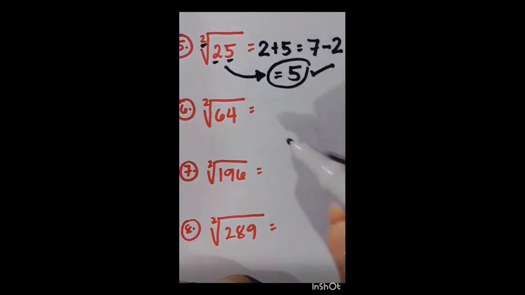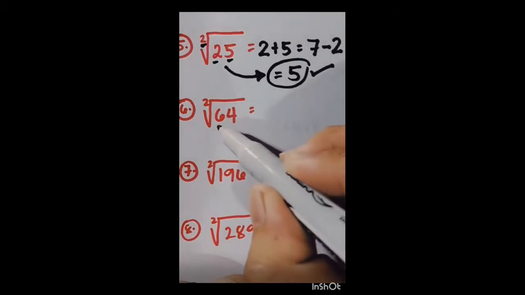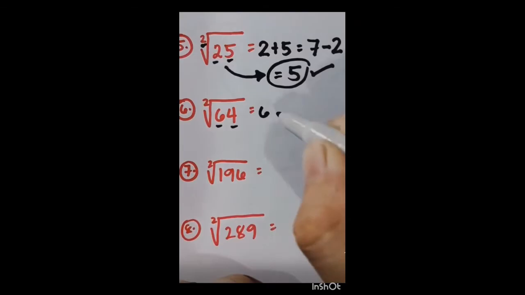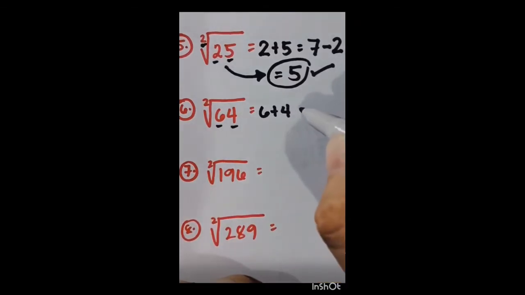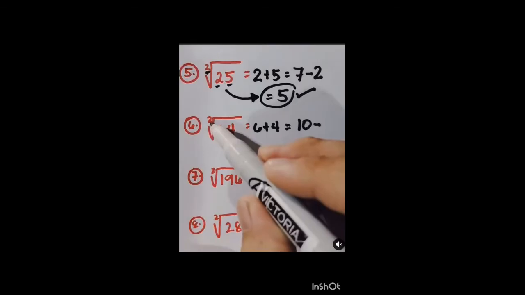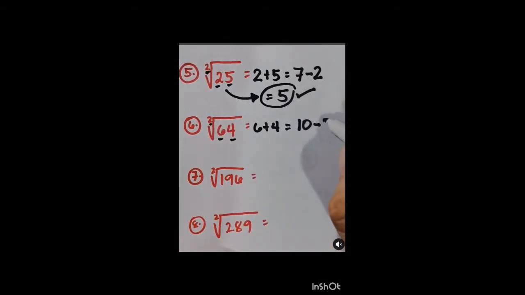Then we move down to number 6. Square root of 64. You add up the two digits, 6 plus 4. That gives you 10. Then you minus 2 from 10. That gives you 8. 8 becomes the square root of 64.